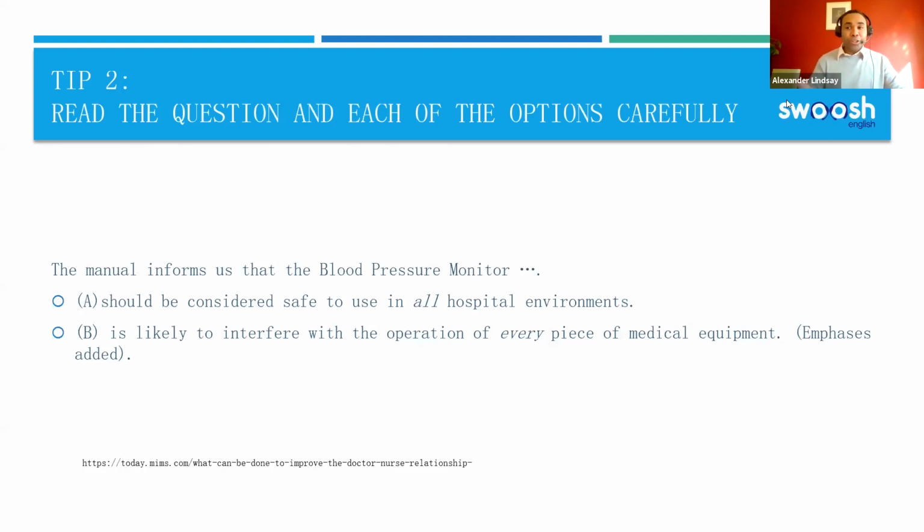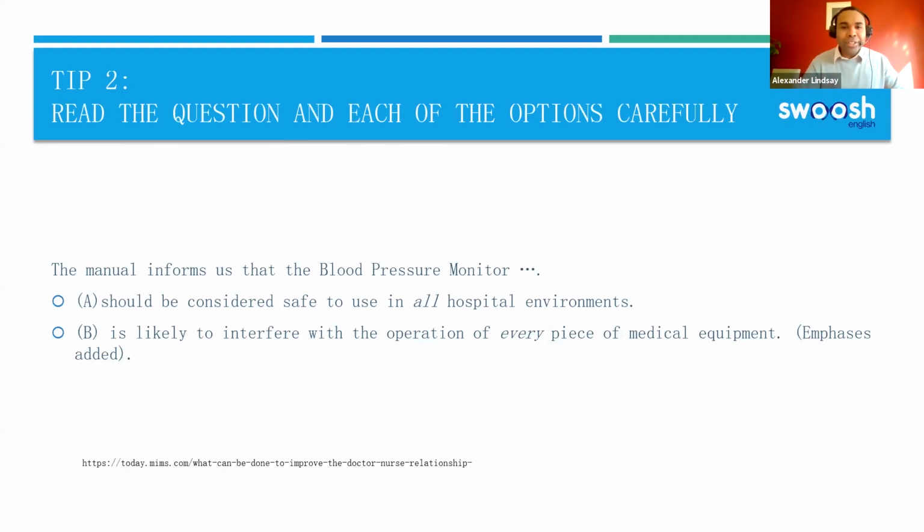Yeah, it could. So if we have a look at A, for example, the manual informs us that the blood pressure monitor should be considered safe to use in all hospital environments. Let's imagine we're reading the text, and the text says something like, the blood pressure monitor is safe to use in the majority of hospital environments. So suddenly we've got safe to use, we've got hospital environments, but it's saying the majority. Is the majority a synonym for all? If it says the majority, does that mean the same thing as if it says all?